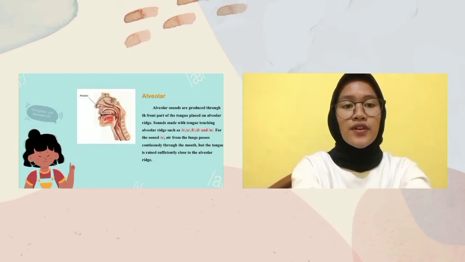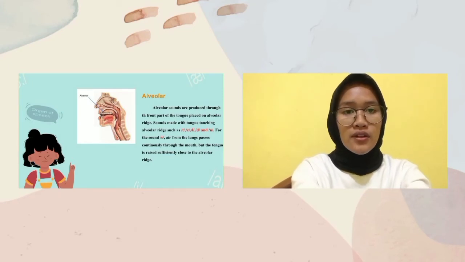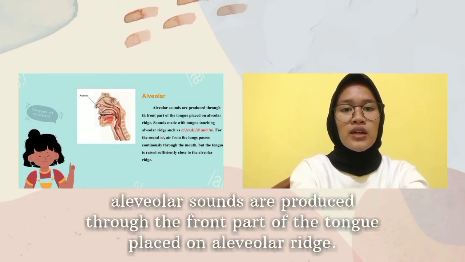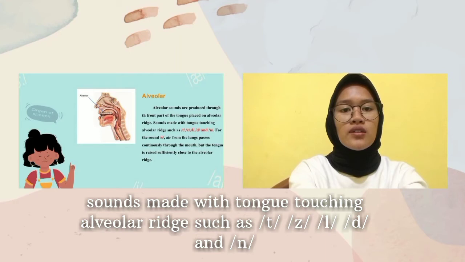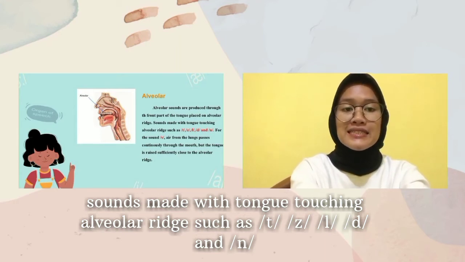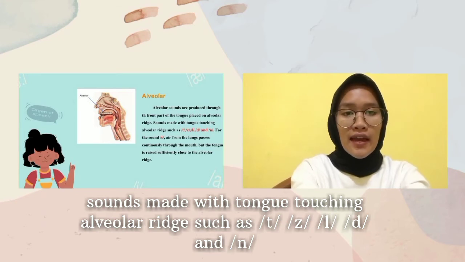Then there is the alveolar ridge. Alveolar sounds are produced through the front part of the tongue placed on the alveolar ridge. Sounds made with the tongue touching the alveolar ridge, such as T, Z, L, D, and N.